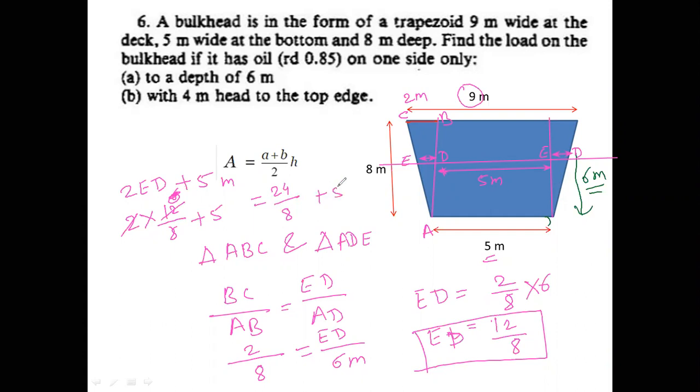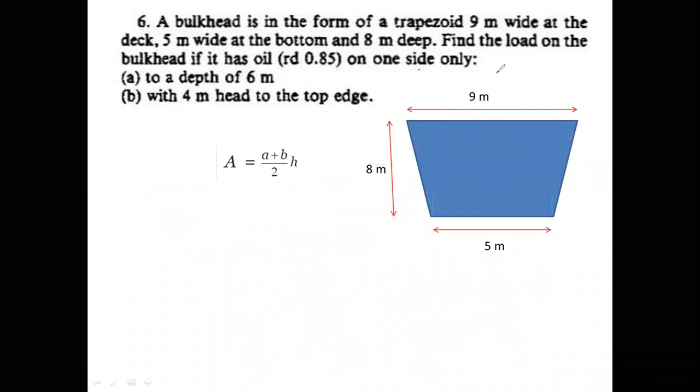So it will be 24 by 8 plus 5. So it will be 3 plus 5. It means it is 8 meter. So the width of the water line at the 6 meter depth will be 8 meter. I hope all of you understood up to here. So what we got now: the depth of the water line is 6 meter, and the width of the water line at 6 meter depth is 8 meter.